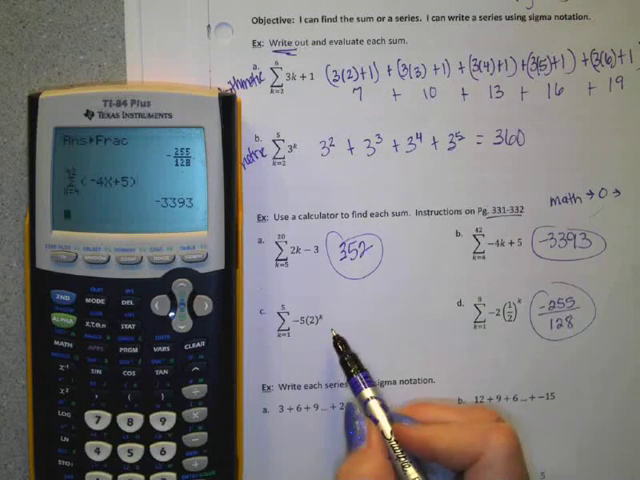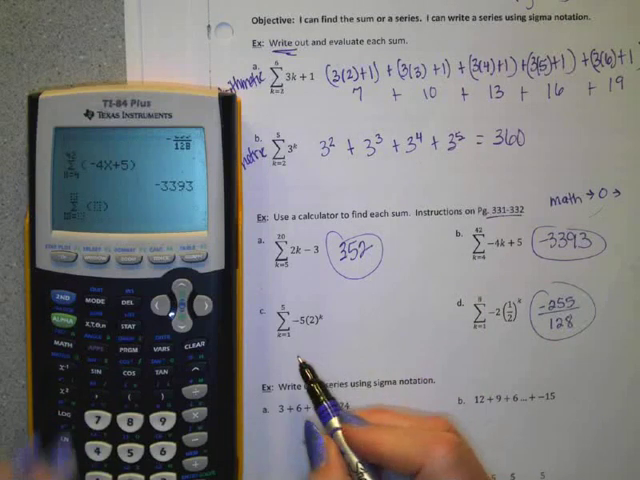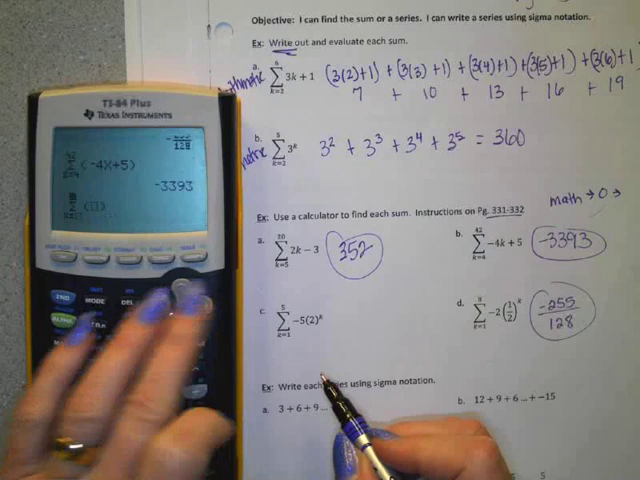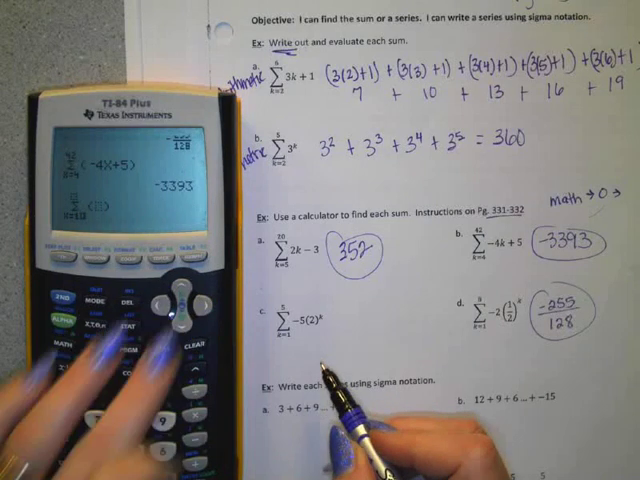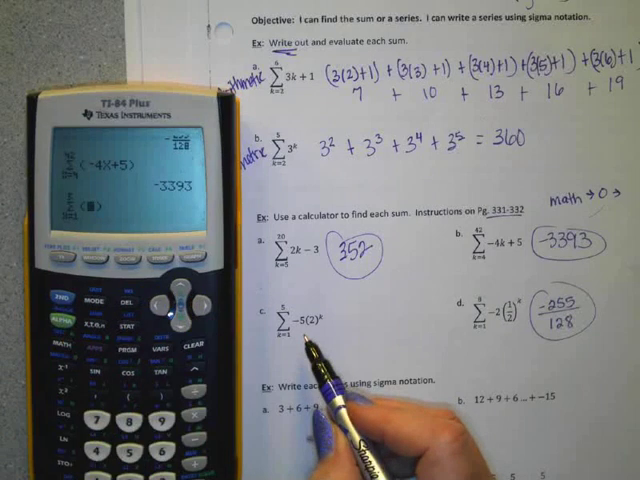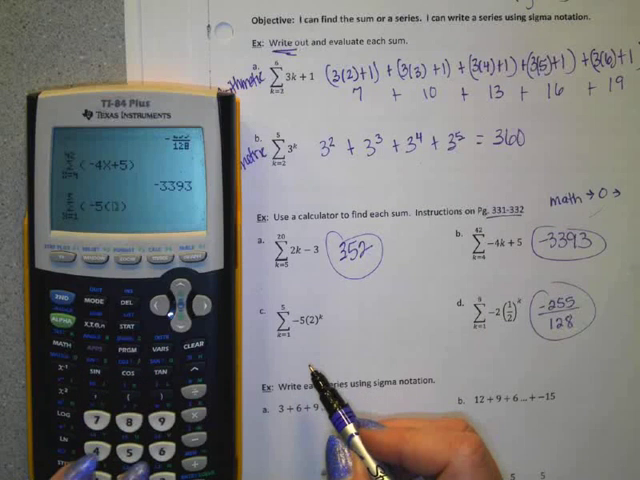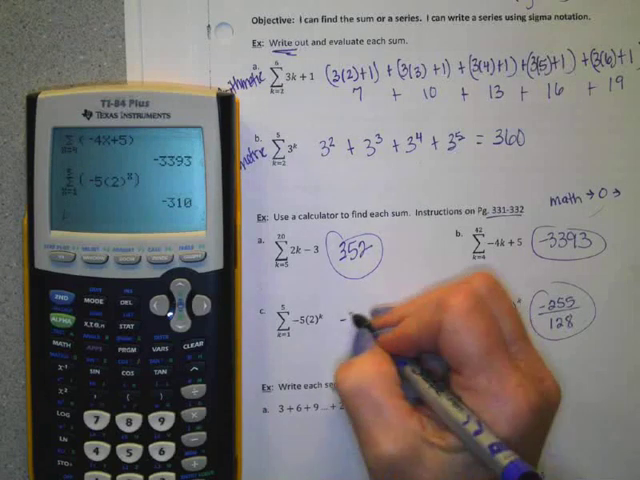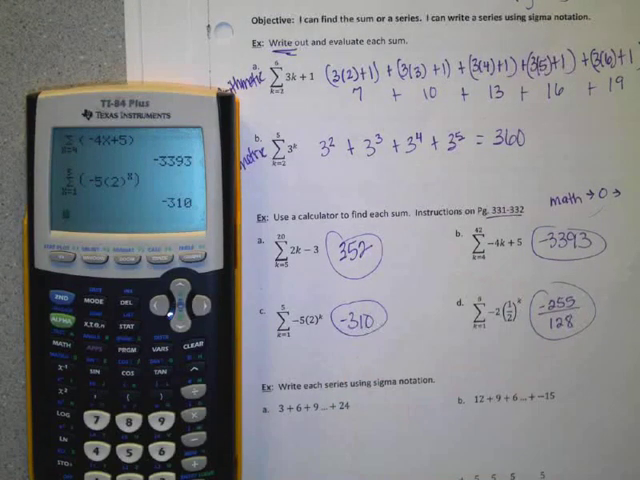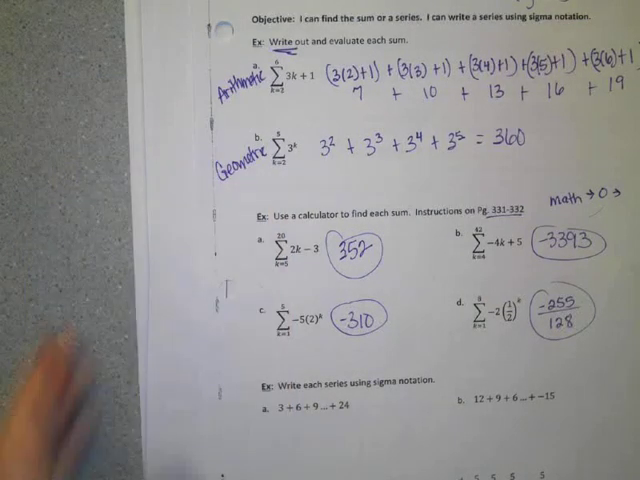All right, so hopefully you've tried the last one. Again, remember it was math, 0, x, cursor, oh, it already gave it to me, equals 1. Upper limit is 5. Explicit equation is negative 5, parenthesis 2, close the parenthesis, raised to the x. Press enter, and it's negative 310. Okay, that's the second part of your assignment.